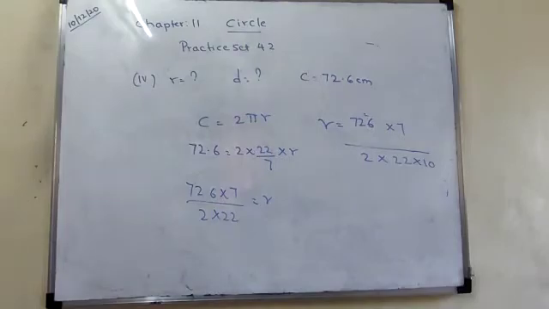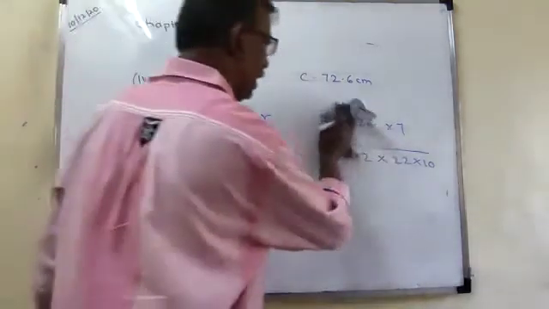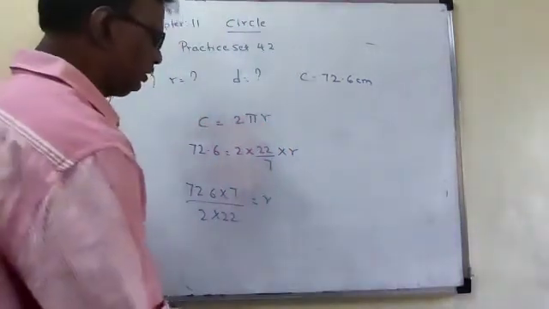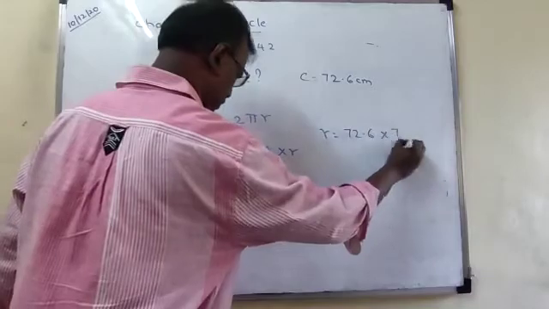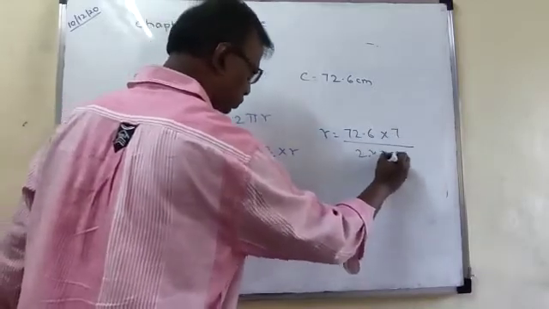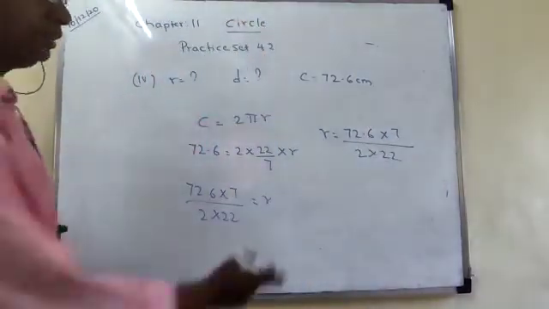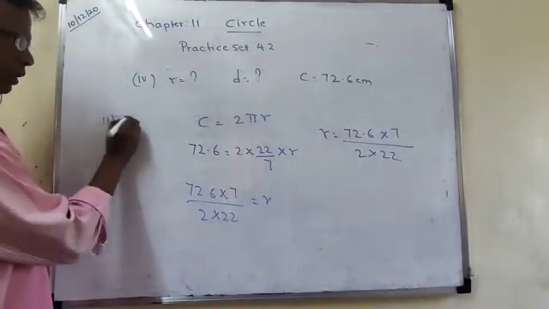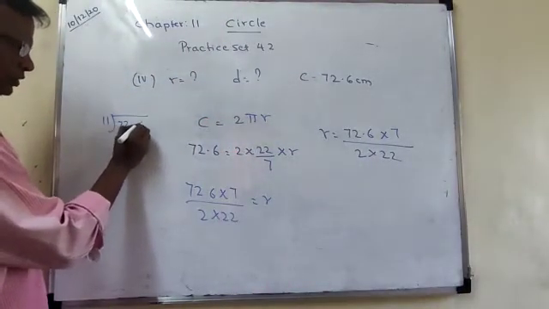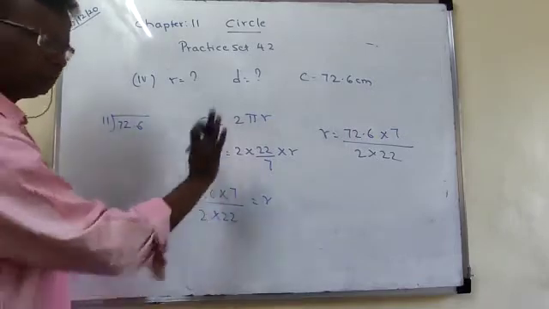Okay? Or I'll not take any decimal, I'll keep the decimal as it is. I'll not do anything. r is equal to 72.6 into 7 upon 2 into 22. I keep it like this. Now cancellation. I'll do it with 22 only. 22 divided into how much? 72.6. Right now I'm not taking any decimal. I'm keeping it as it is.